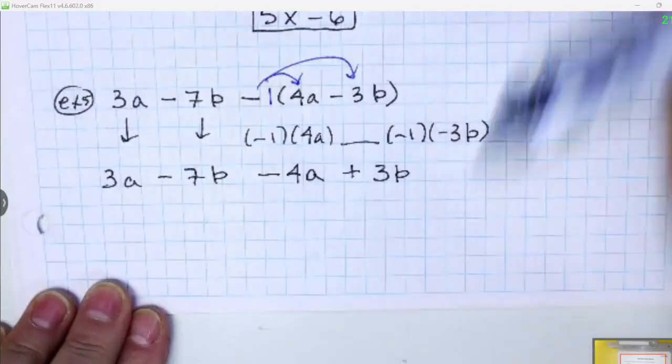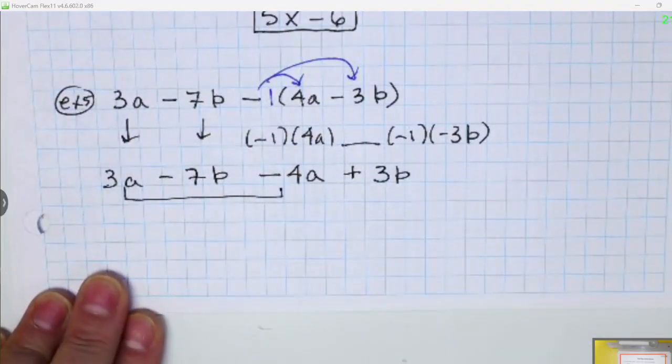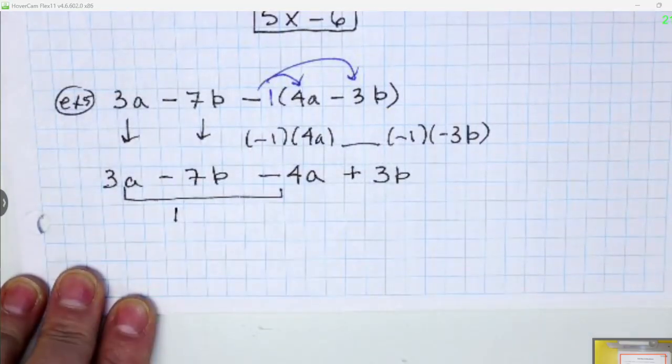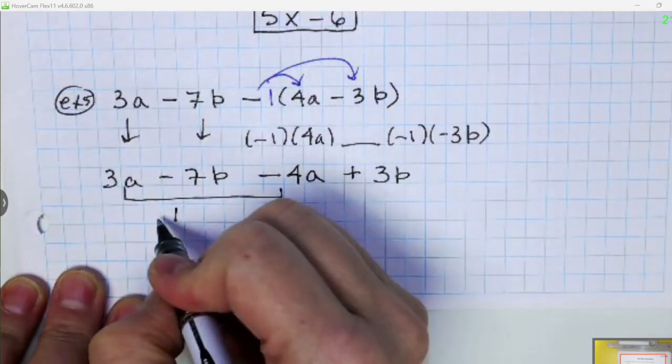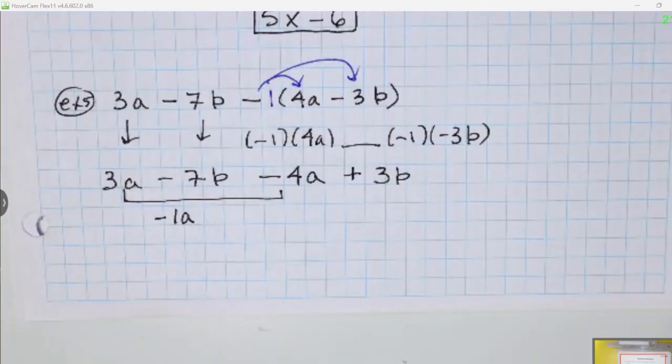This is now an adding like terms problem. So I'm going to start with the a's. The signs are different, so subtract. 4 minus 3 is 1. The bigger number gives the sign. 4 is bigger. It's a negative 1a. All right, now go ahead and do the b's.